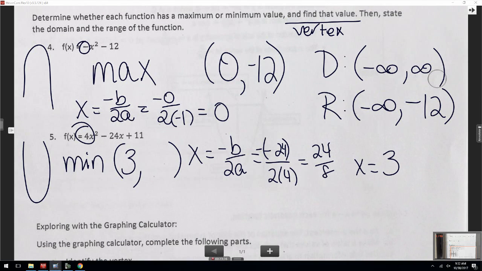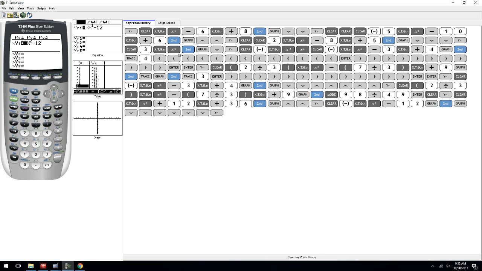How do you find out the y value? There you go. So you got to go to your graph. Go to y equals. Clear it out. All right, type it in. Go to your table. Type it in your calculator. What is it? 4x squared, subtract 24x plus 11. Type that into y equals.